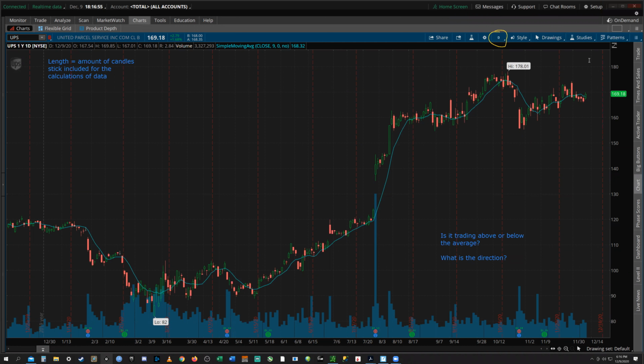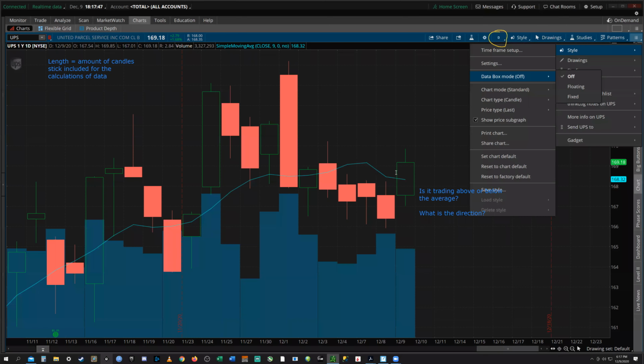So today it opened at $167.54, and it closed at $169.18. So UPS had a good day. Looking at this, I know this closed up because remember, if it's green, it's good. So it closed at a higher price.